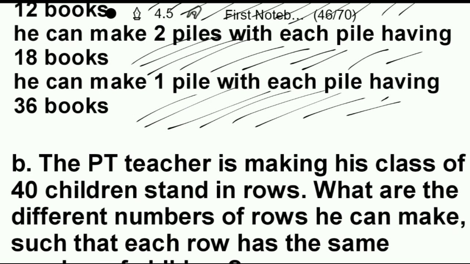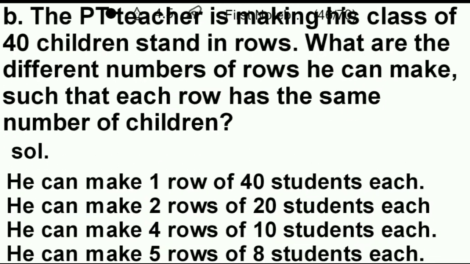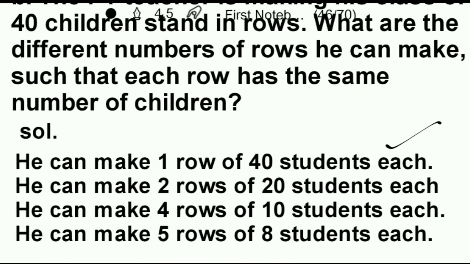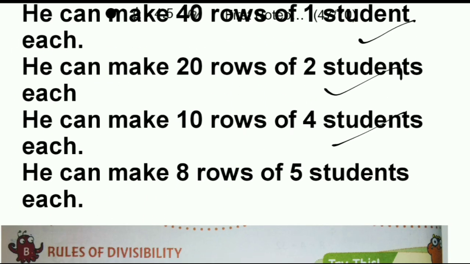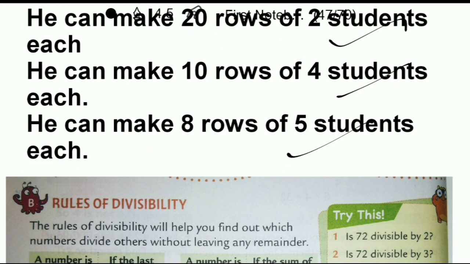Okay, next same question here. The PT teacher is making his class of 40 children stand in a row. What are the different numbers of rows he can make such that each row has the same number of children? So he can arrange one row of 40 children, two rows of 20 children, four rows of 10 children, then five rows of 8, then 40 rows of 1, 20 rows of 2, 10 rows of 4 and 8 rows of 5. So he can arrange in 8 different ways.